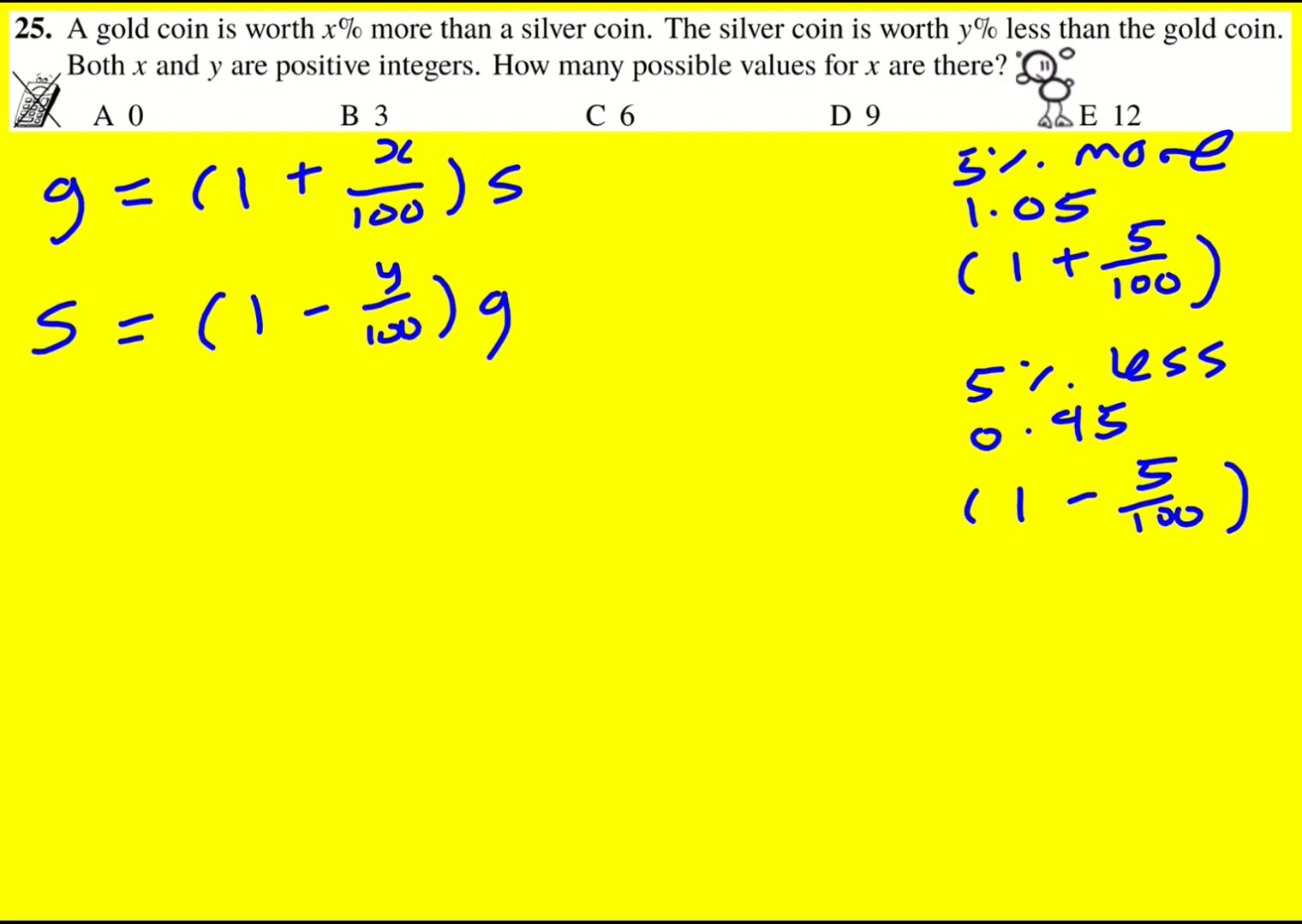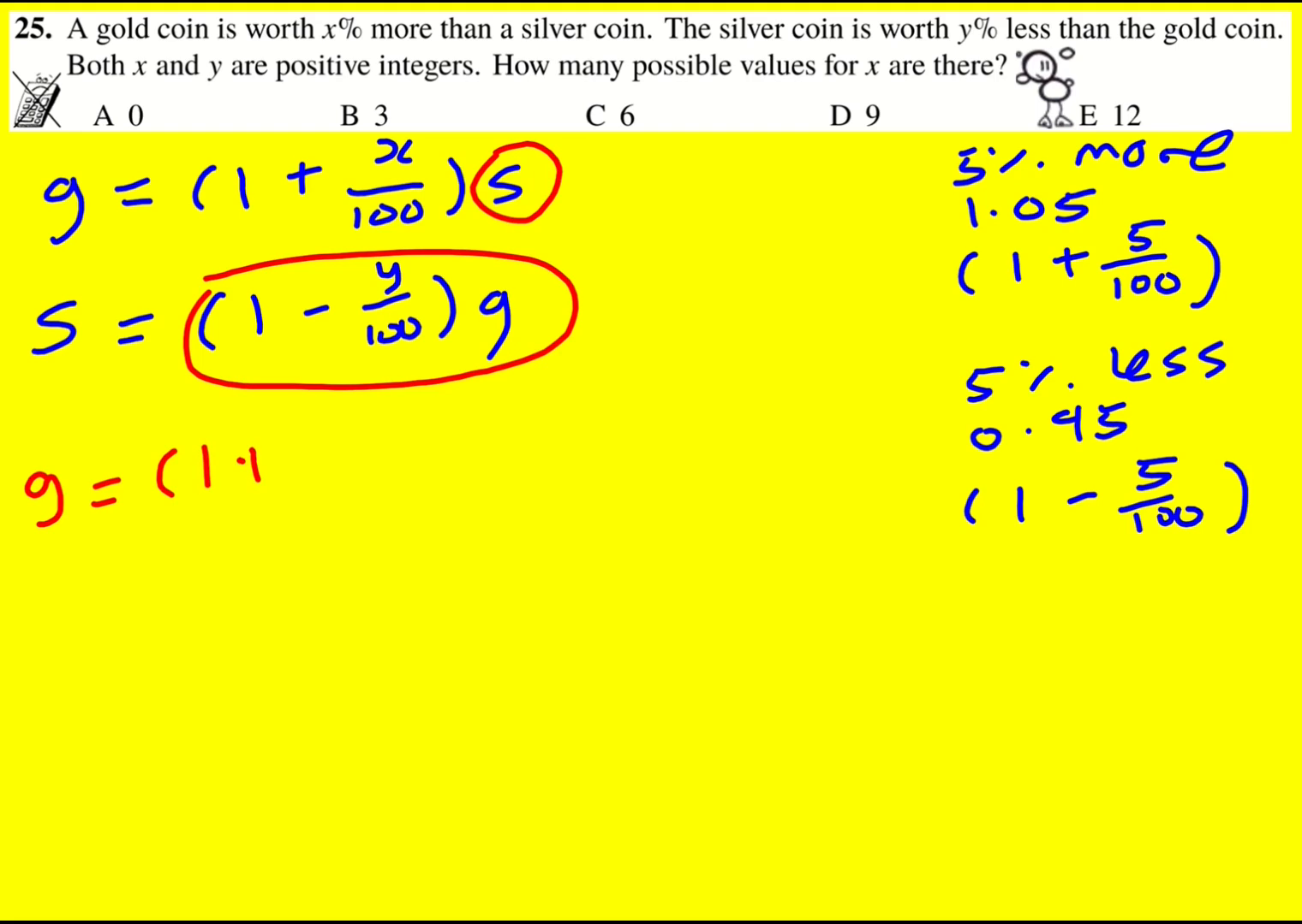Now, we can combine these together. This is sort of a simultaneous equation in some ways, I suppose. I don't think you really need to think of it like that, though. But I can replace S by this bit here. Therefore, G is going to equal 1 plus X over 100 times by 1 minus Y over 100 times G.